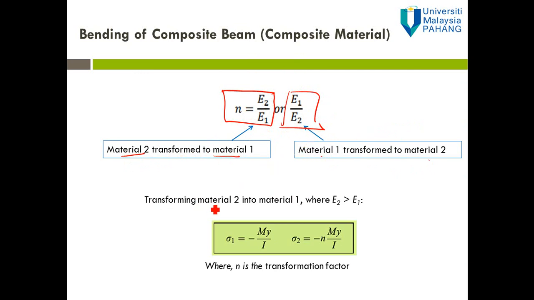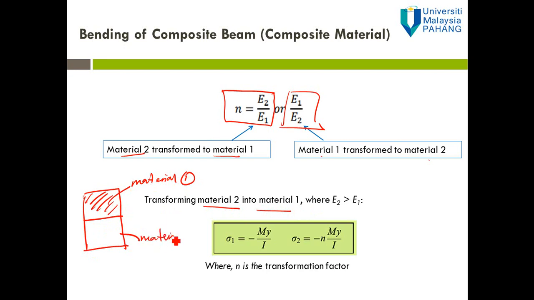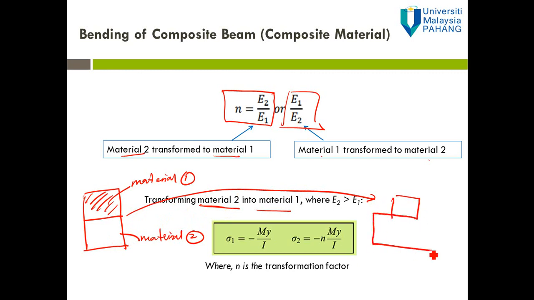Now let's say you have a composite beam. This is material 1 and this is material 2. Let's say you transform material 2 into material 1. So after transformation, it becomes like this.